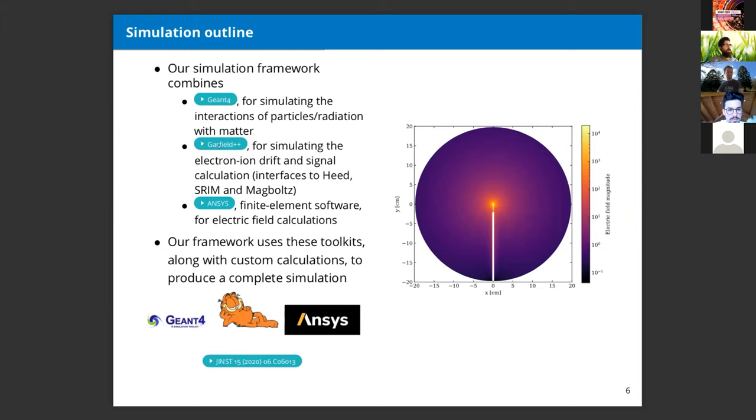Garfield is a nice package which interfaces to several other things, such as HEED, SRIM, and Magboltz. HEED is for primary ionization and delta electron calculations, SRIM is for the energy deposition of ions in matter, and Magboltz is a gas properties program. And then we use a program called ANSYS, which is a finite element solver for electric field calculations. You can see an example of an electric field produced by ANSYS here. This is a slice in the detector, and you see the features I showed on the previous slide. You see the supporting rod, the central anode where the electric field magnitude is strong, and then towards the edge of the detector it becomes weak. Our framework combines these toolkits along with some custom calculations to produce the full simulation of the detector.